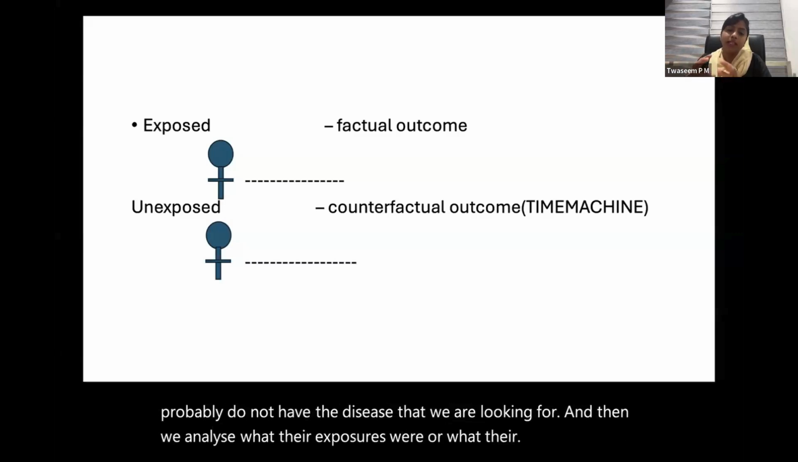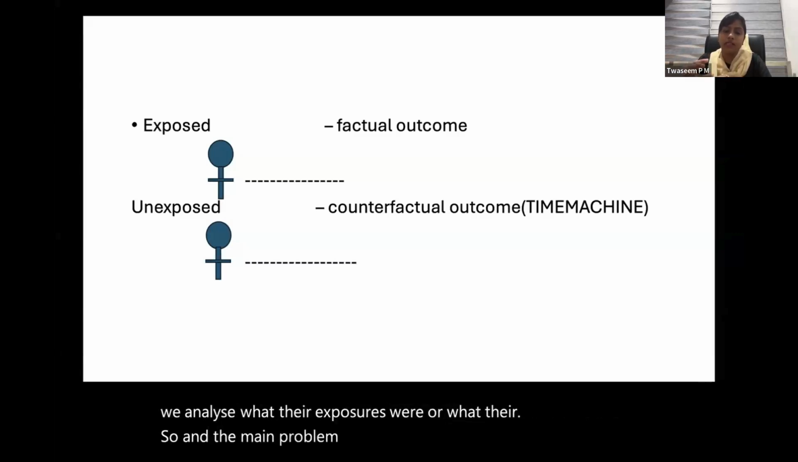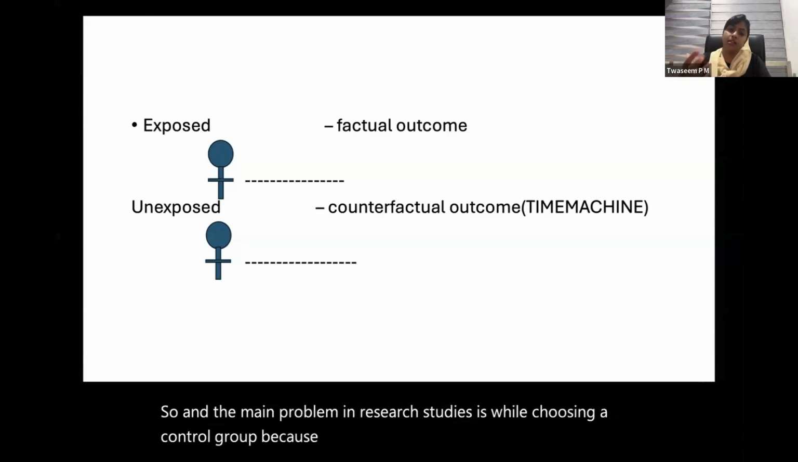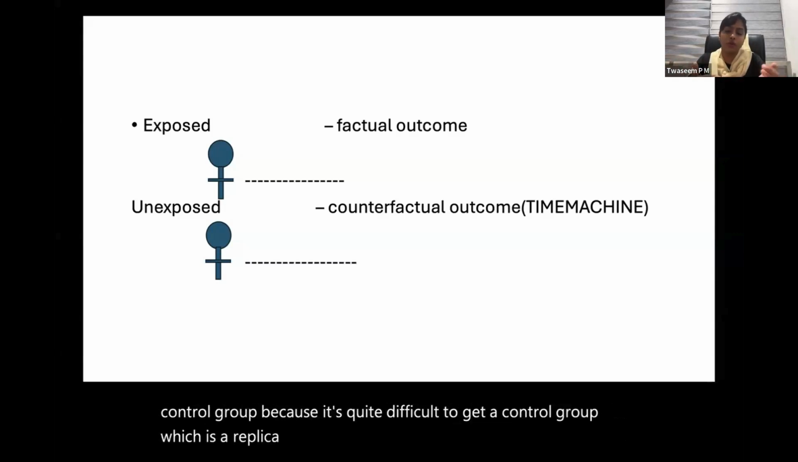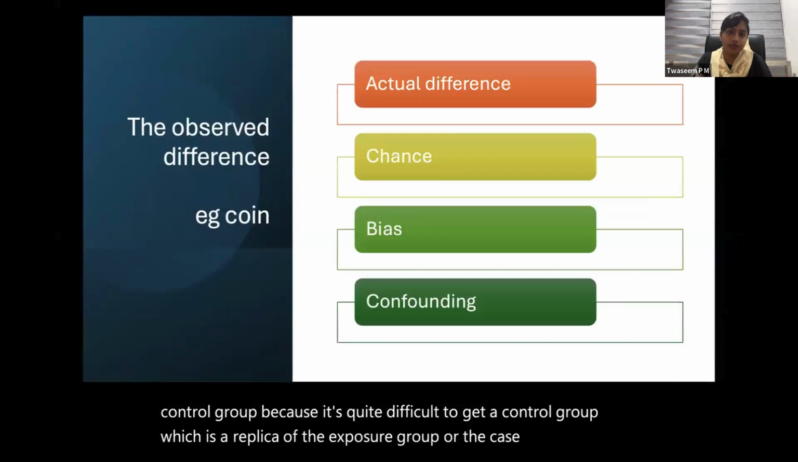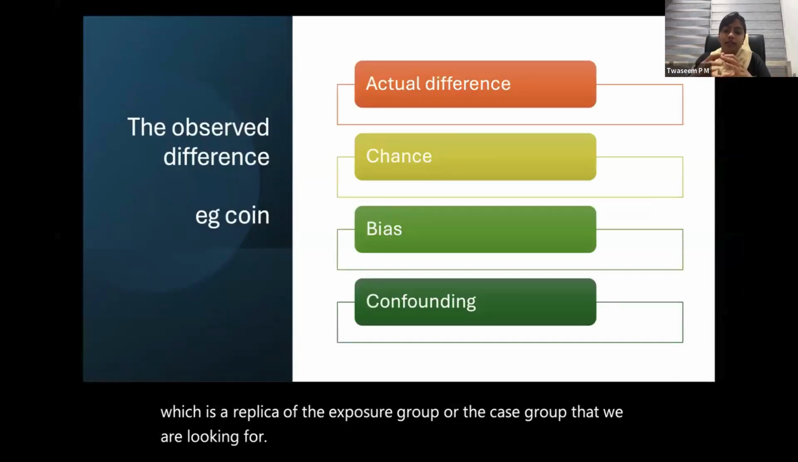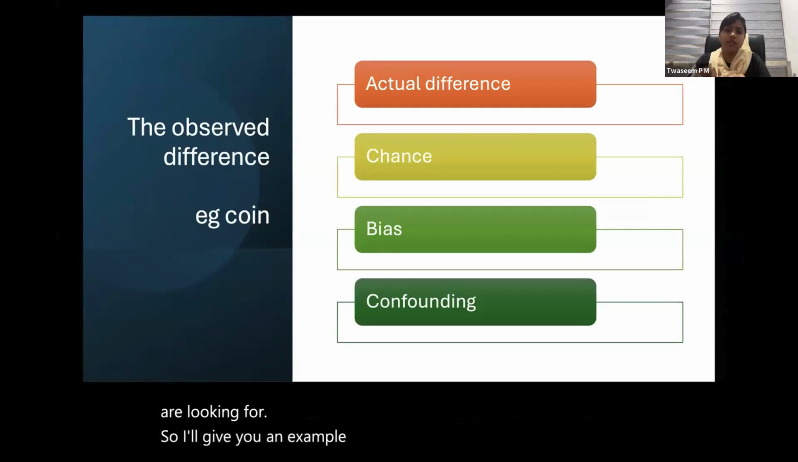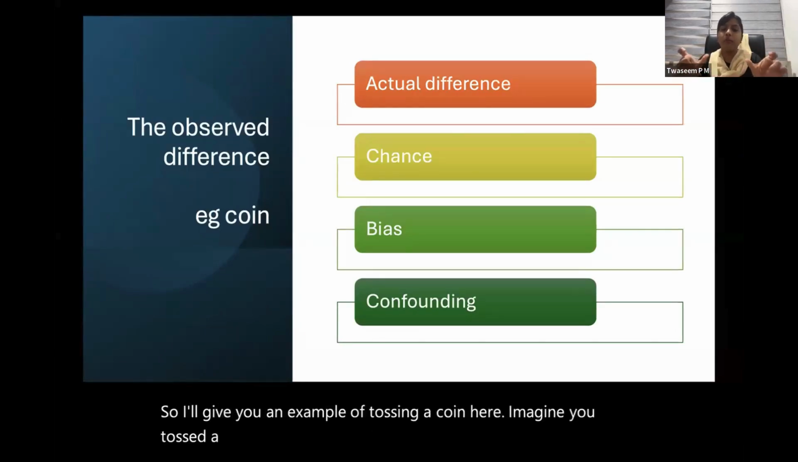The main problem in research studies is choosing a control group, because it's quite difficult to get a control group which is a replica of the exposure group or the case group that we are looking for. So I'll give you an example of tossing a coin here. Imagine you tossed a coin. So you are comparing the probability of two coins.